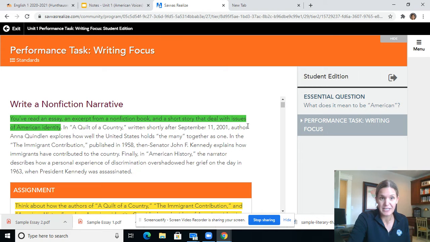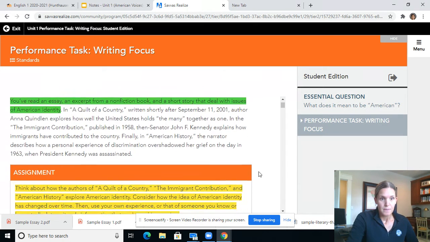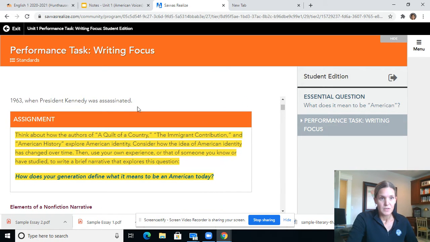On the screen here, you can see what you will find on page 52. So open up your book to page 52. And I'm going to go through this assignment. So like I mentioned, the assignment is listed here. You're going to write a brief narrative that explores this question.